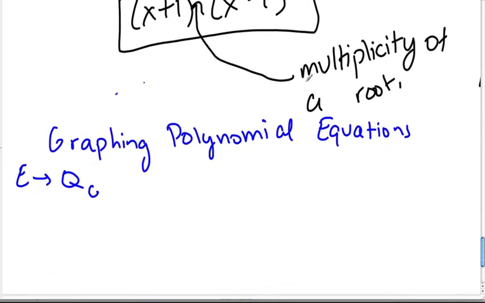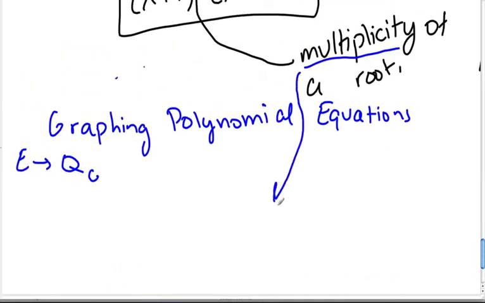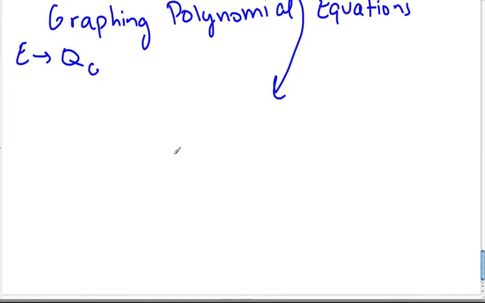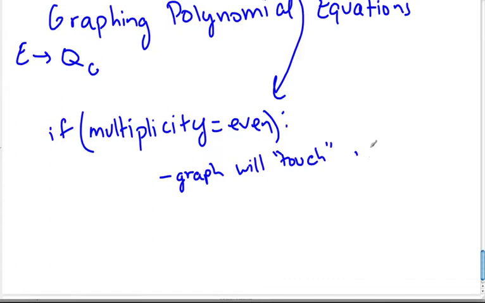To graph polynomial equations, I told you in the last lecture that we had to look at something called multiplicity. And indeed, multiplicity holds a very important part of graphing a polynomial function. If multiplicity is even, and multiplicity is referring to an x-intercept, then the graph will touch the intercept. This is going to become very useful as soon as we get through this.